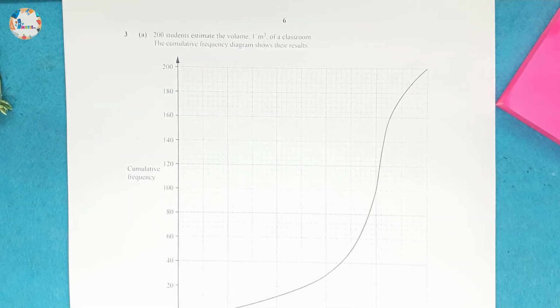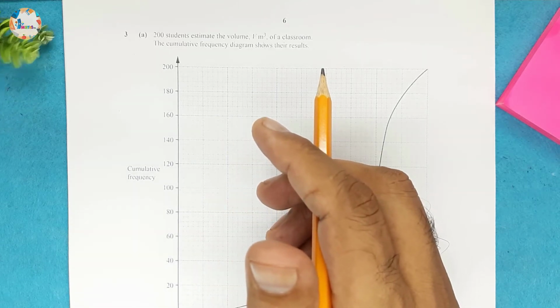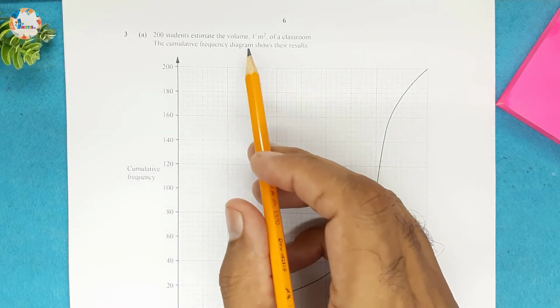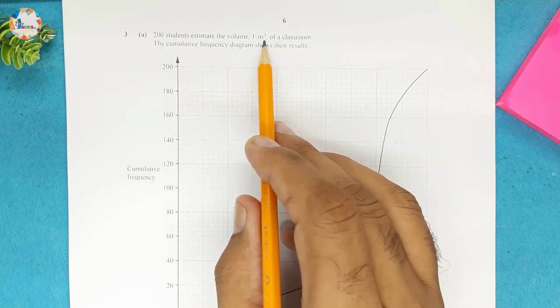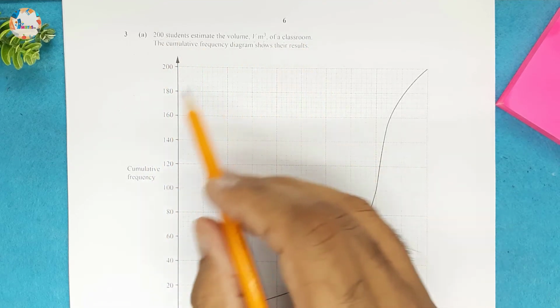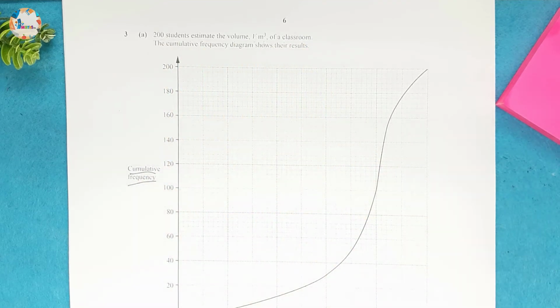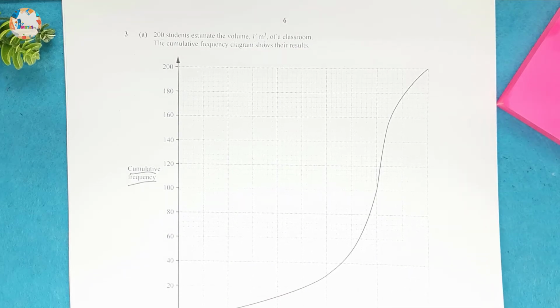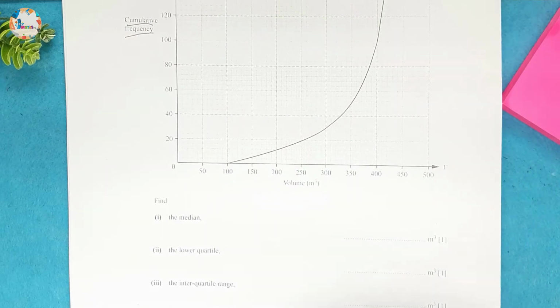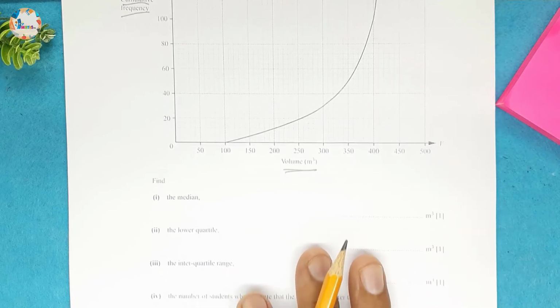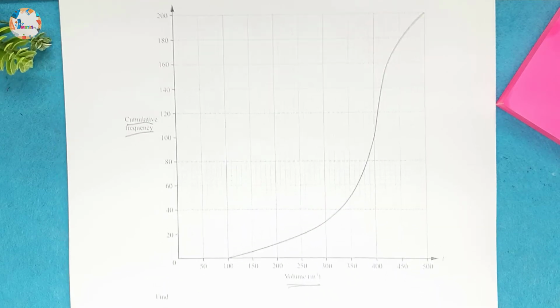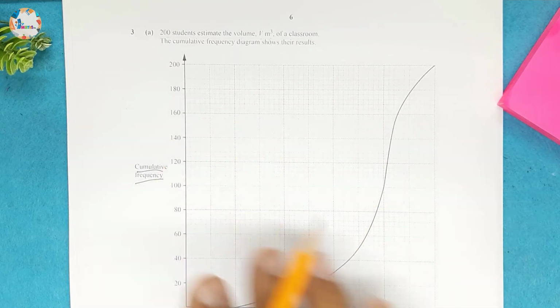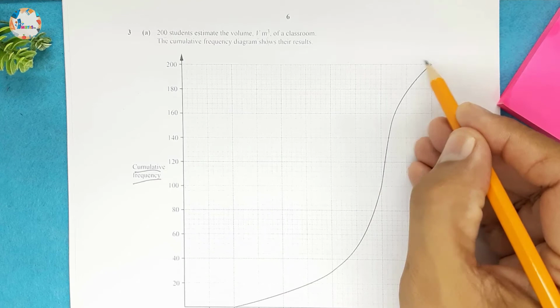Now question number, basically this is question number 3a. 200 students estimate the volume V, V meter cube, of the classroom. The cumulative frequency diagram is provided. This is cumulative frequency, and the x-axis is basically representing volume in meter cube. Now find the median. So middle value we have to find. So we'll check the reference for the middle value, and we know this is going maximum up to 200.